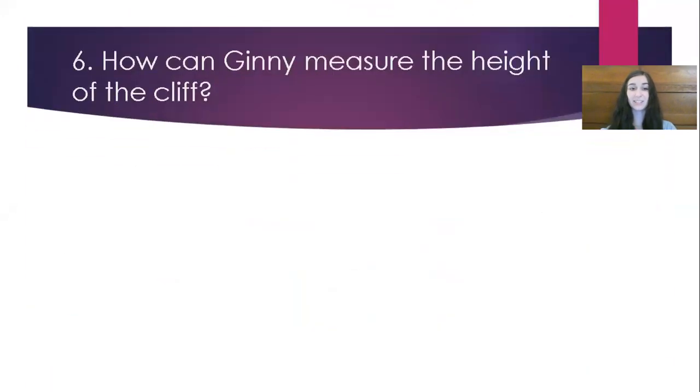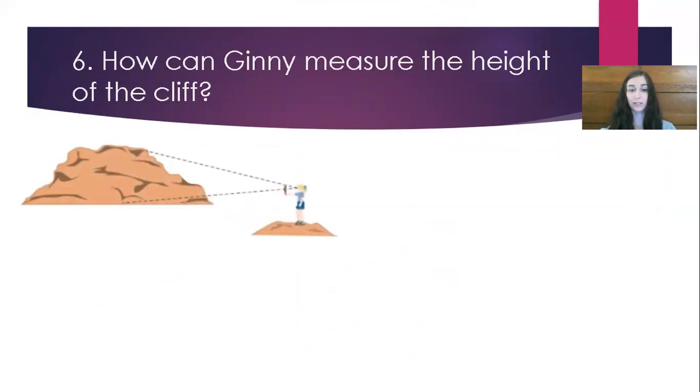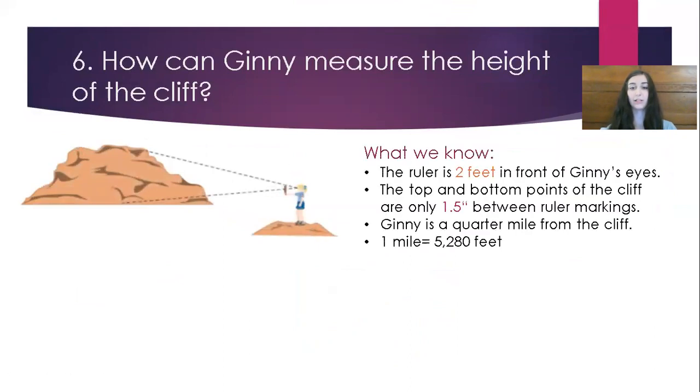Now the last question wants us to find out how Jenny can measure the height of the cliff. And here's that image for you. Here's Jenny, and here's the cliff. She's trying to figure out the height of it. Now here's what we know from the problem. We know that the ruler, which is right here, is 2 feet in front of Jenny's eye. So she's holding it out 2 feet in front of her.